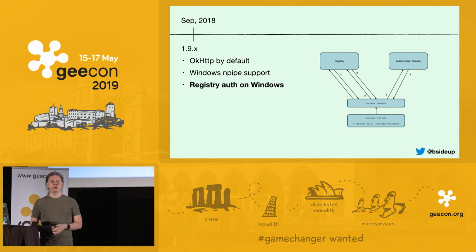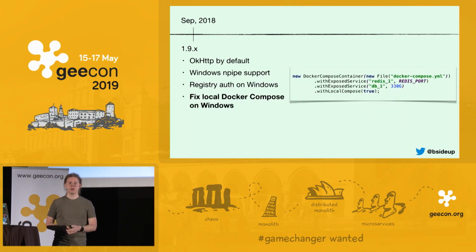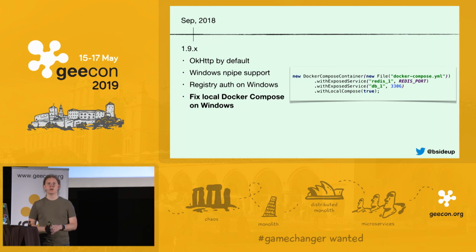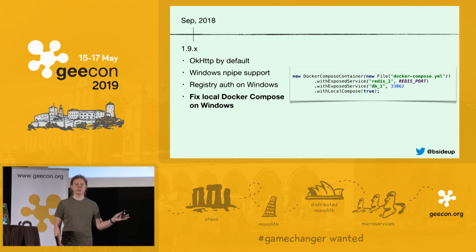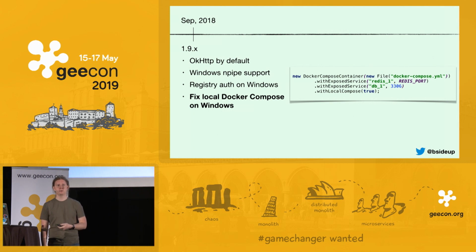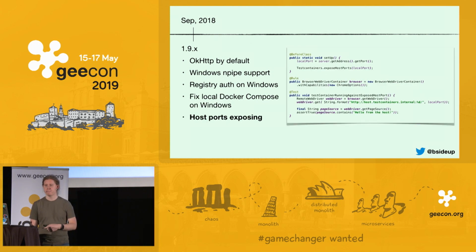Same for registry authentication on Windows, and we also fixed local Docker Compose on Windows. So a lot of love for Windows, as you can see. And when people say that test containers doesn't work on Windows, that's definitely not true. We constantly improve the experience, as well as Mac and Linux, of course. But we knew that on Windows there were problems, and we are solving them, and we do it continuously.